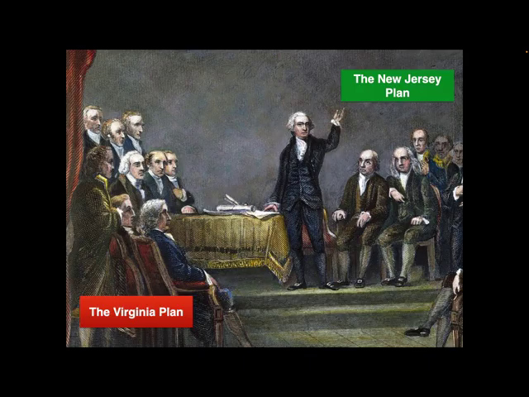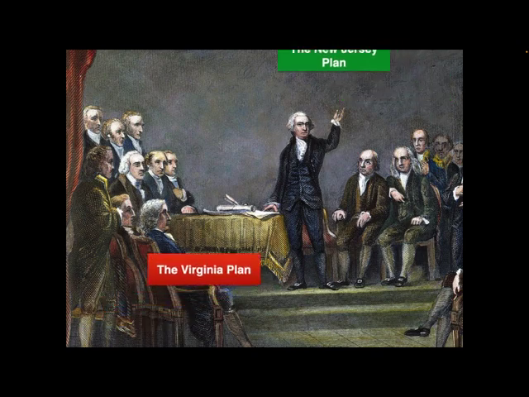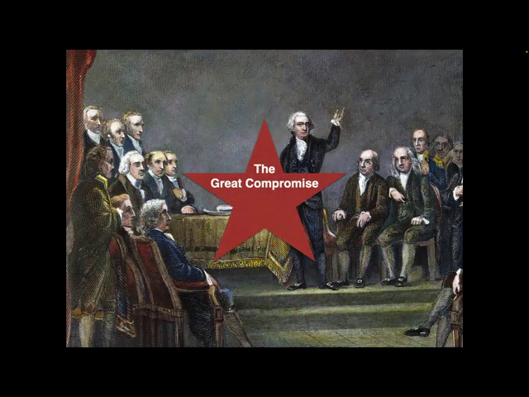So now you've got a small state plan and a large state plan. And you've got a big argument here. In fact, some of the delegates are threatening to go home and not even finish this task because they couldn't get over this big hump as to how representation is going to work in this new national government since we're starting from scratch. And it's not until somebody comes up with a compromise. In fact, it's such an important compromise, it's called the Great Compromise because of its importance. Basically, it's this, ladies and gentlemen.